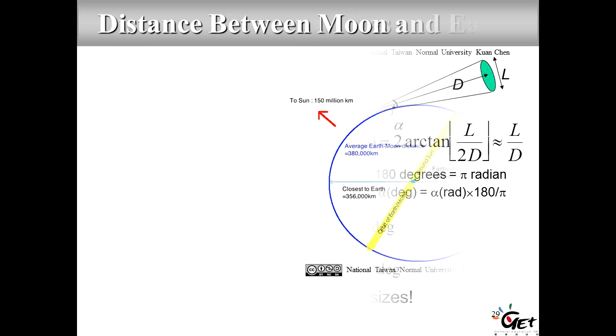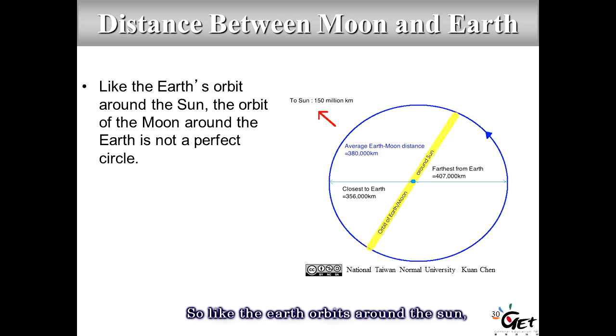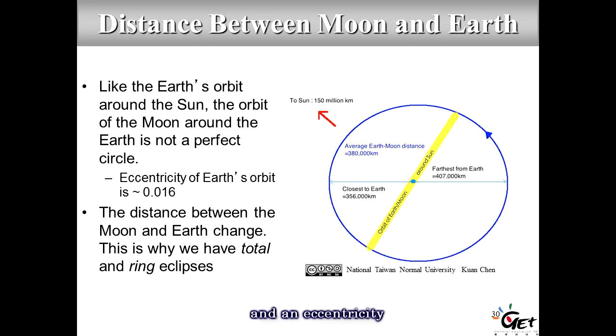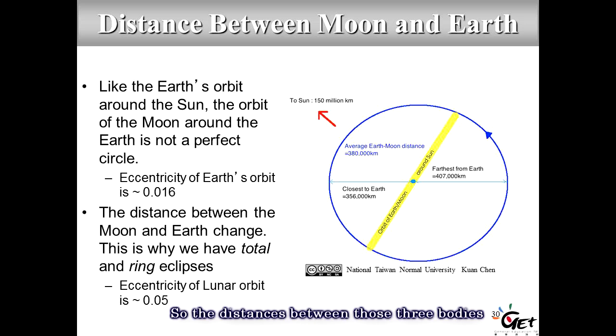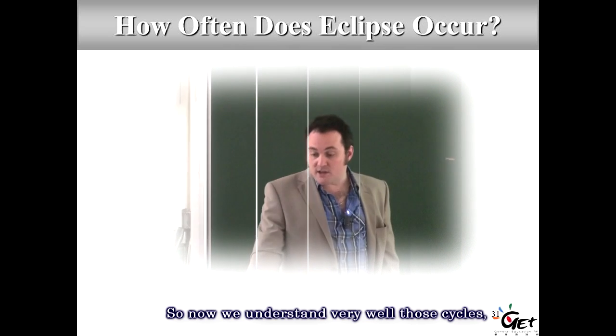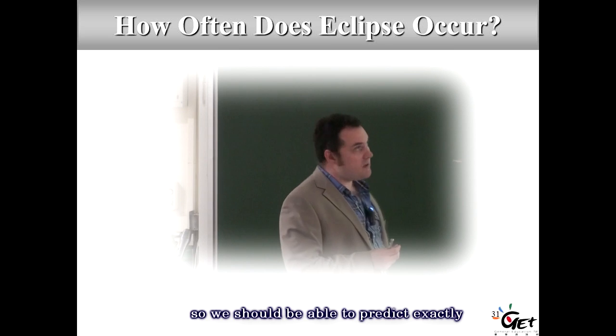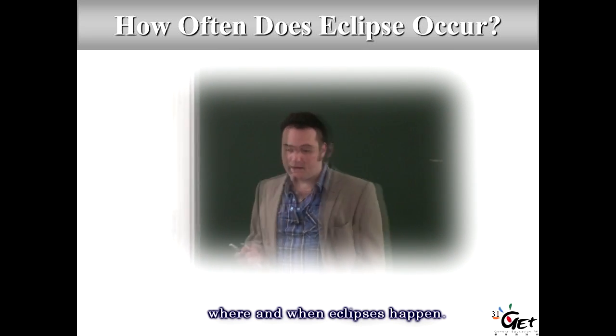Right. So like the Earth orbits around the Sun, the orbit of the Moon around the Earth is not a perfect circle. I mentioned that already. So there is an eccentricity of the Earth's orbit of around 0.016, and the eccentricity of the lunar orbit is 0.05. So the distances between those three bodies change with time. That's what I mentioned before. This is why we'll have different types of eclipse. So now, we understand the cycles very well. It's not extremely complicated. So we should be able to predict exactly where and when eclipses happen.